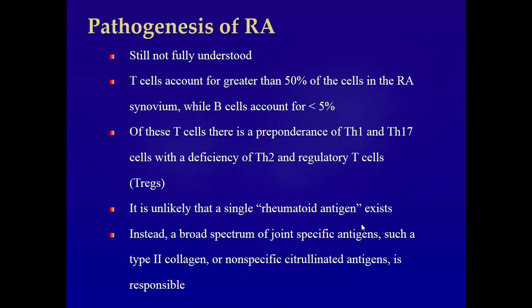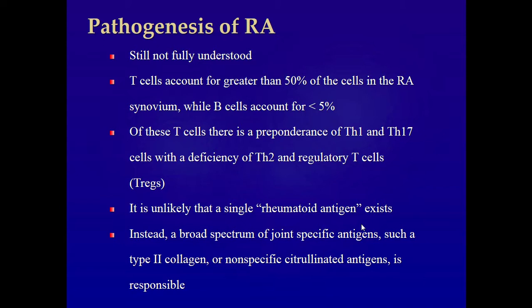The pathogenesis of rheumatoid arthritis is still not fully understood. It's well known that T cells account for the majority of the cells in the rheumatoid arthritis synovium, more than 50%, and B cells only account for less than 5%. Among the T cells, the majority are Th1 and Th17 cells. There are few Th2 cells, and regulatory T cells, which play an inhibitory role, are reduced, sometimes deficient.